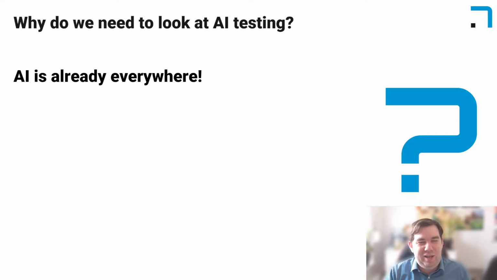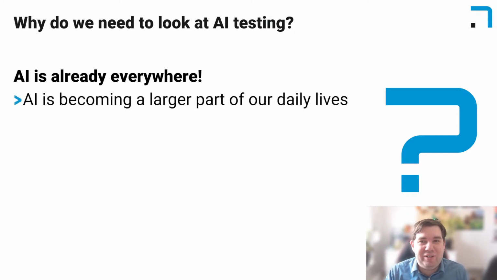Well, isn't it obvious? Because AI is already everywhere around us. AI is becoming a larger and larger part of our daily lives. It is everywhere, from music recommendations to assistance at work. We use it to help us write our LinkedIn posts or maybe our emails. AI is here, and like it or not, AI is seemingly here to stay. So let's try and be smart about how we're using it.